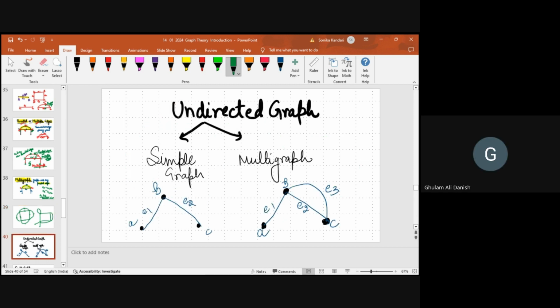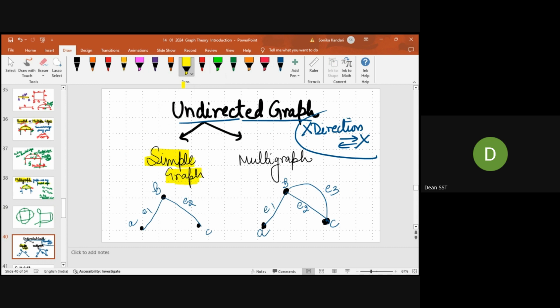Okay. Now if we see an undirected graph, what do you mean by undirected graph? It doesn't have direction. There are no arrows. That is, where you don't see any arrow, that is your undirected graph. So an undirected graph can be a simple graph, where you will not have any multiple edges.